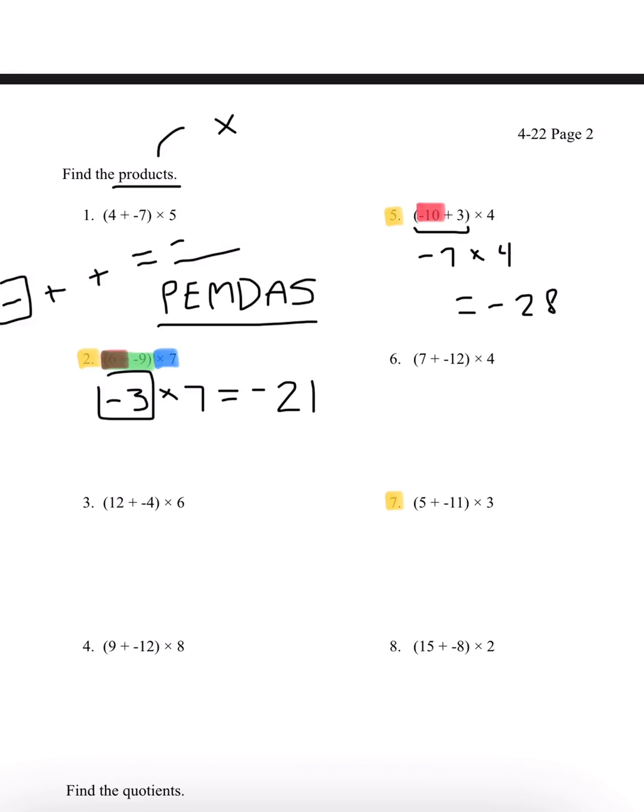Lastly, number 7, we have 5 plus negative 11 times 3. We have to do the ones in the parentheses again. So we're going to be subtracting 5 from 11, which is 6. And we see here that 11 is bigger than 5, and it's a negative number, so it's going to be negative 6. Now we have to multiply by 3. Negative 6 times 3 is going to be negative 18 as our answer.